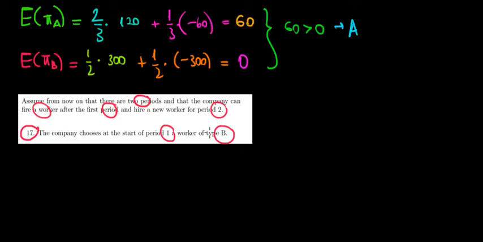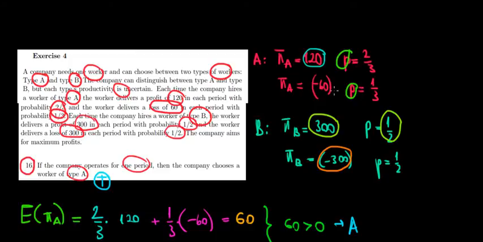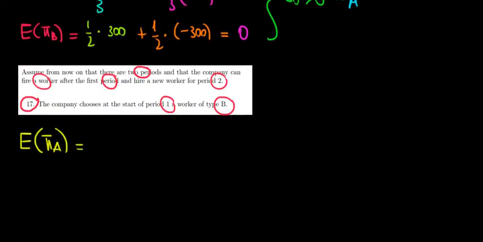Well, let's see. Because we have two periods, we have to keep in mind that our expected profits are going to change. So let's start with the type A worker, and then we'll see how that applies to worker B as well. The expected profit, if we hire a type A worker, would be the following. There's a 2/3 probability that the worker delivers us 120 euros per period. So for two periods, we would have the following.